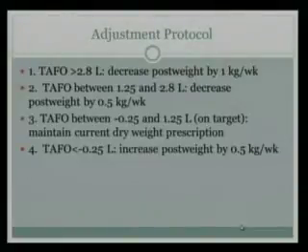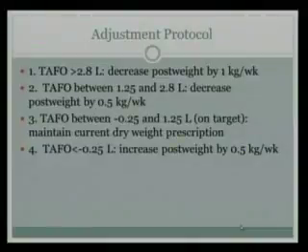When the time average fluid overload was greater than 2.8, the patients were to have their post weight reduced by 1 kilogram per week. If it was between 1.25 and 2.8, you had a smaller reduction. If you were between minus 0.25 and 1.2, you did nothing. You just kept them at their current dry weight. And if it was less than 0.25, then you actually increased the post weight.